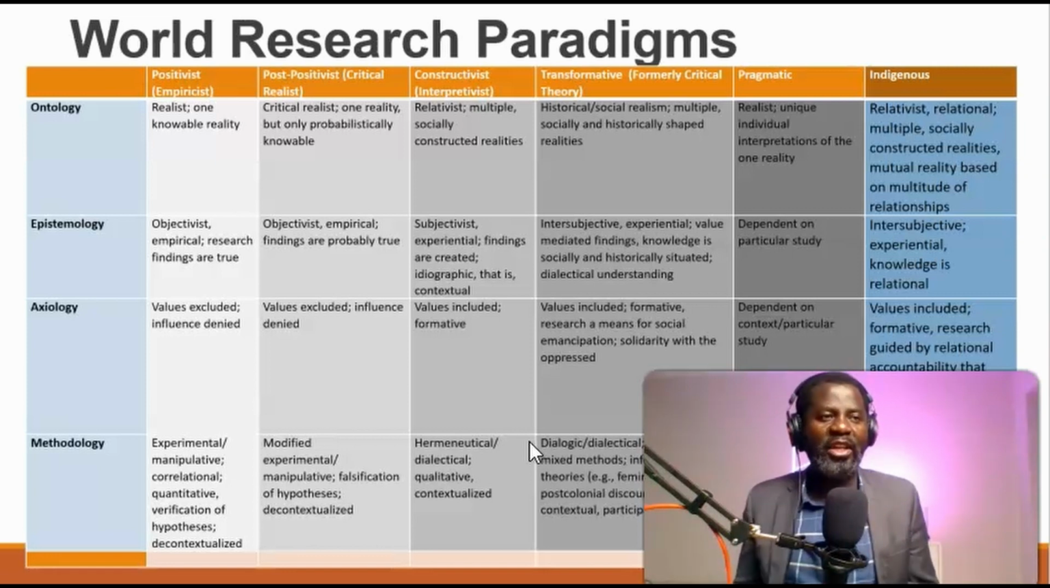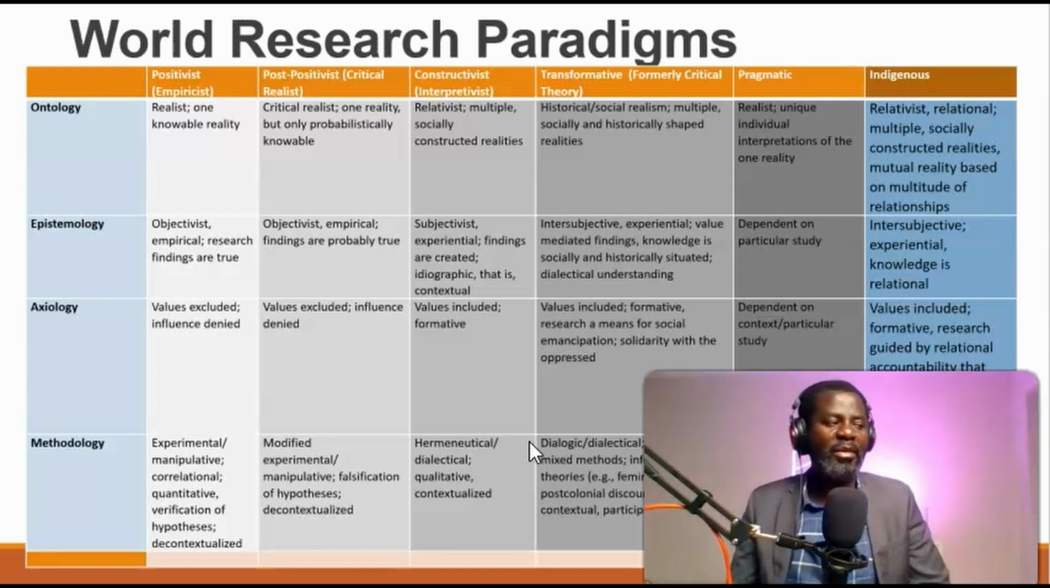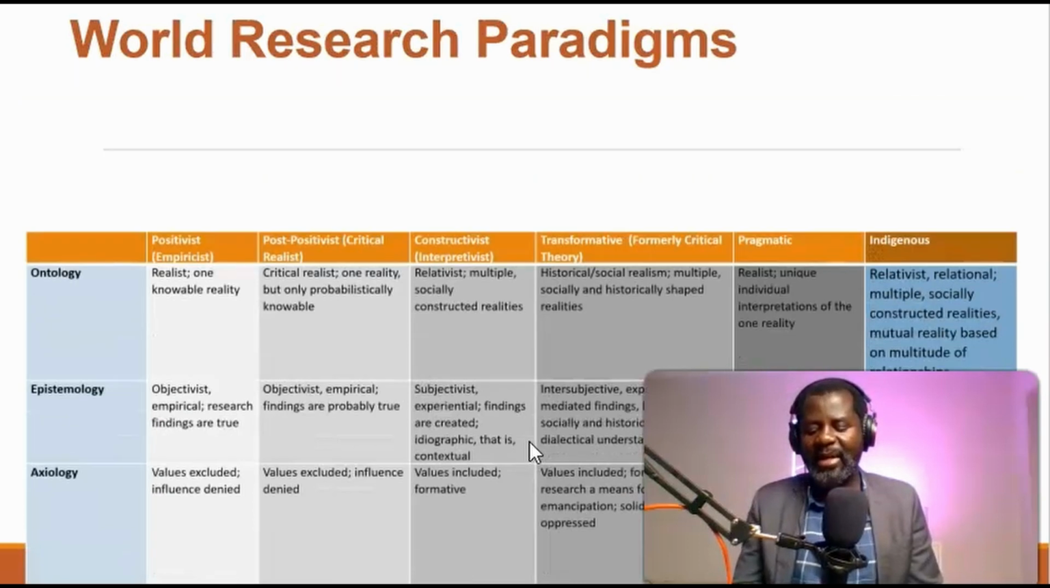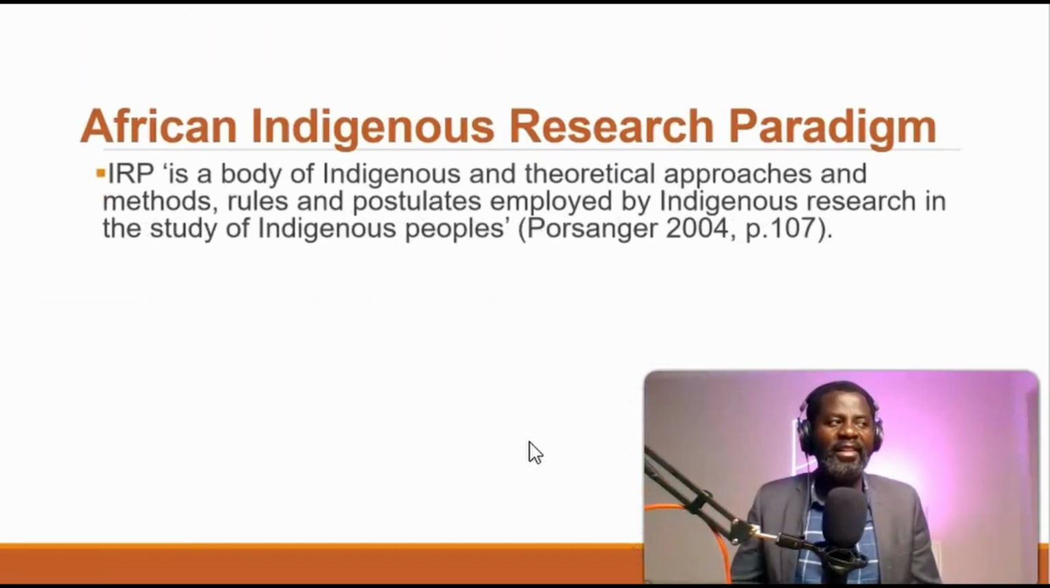If you want, you can pause this video and look at some of these assumptions that are made in terms of ontology, epistemology, and methodologies. But I'm going to move on and talk about the African indigenous research paradigm. An indigenous research paradigm is a body of indigenous and theoretical approaches and methods, rules, and postulates employed by indigenous researchers in the study of indigenous peoples.